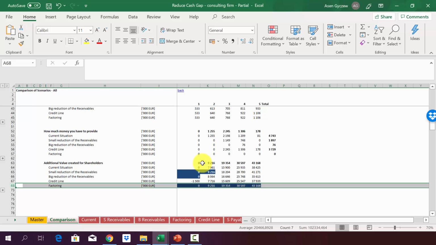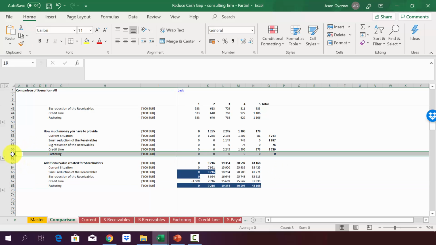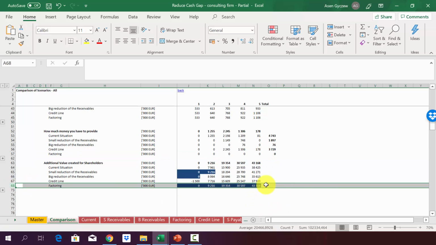Out of that, most likely we would say that the factoring is the best solution, as it means that we will not have to pay in additional cash. And actually the value we created for shareholders is the biggest, so it's bigger by almost 5 million. So as you can see, thanks to the way we approach reducing cash, we were able to increase the value of the company by roughly 5 million, and we don't have to spend the 5 million in additional cash.